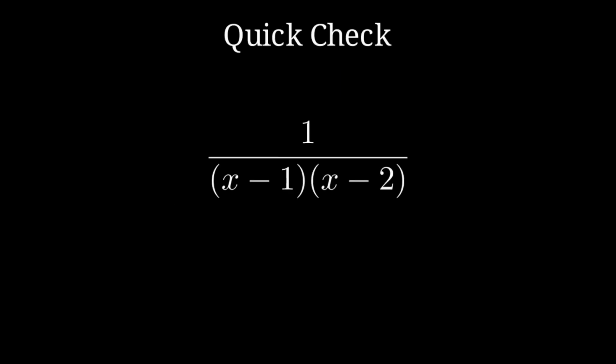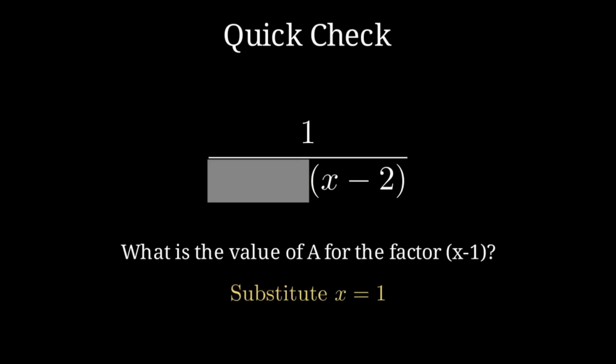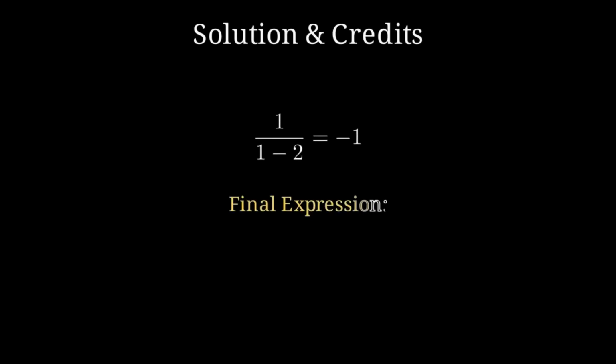Now it is your turn. For the fraction 1 over x-1 times x-2, what is the numerator for the x-1 term? Think about which value you need to substitute and where. By covering x-1 and plugging in 1, we get 1 divided by -1, which is -1.